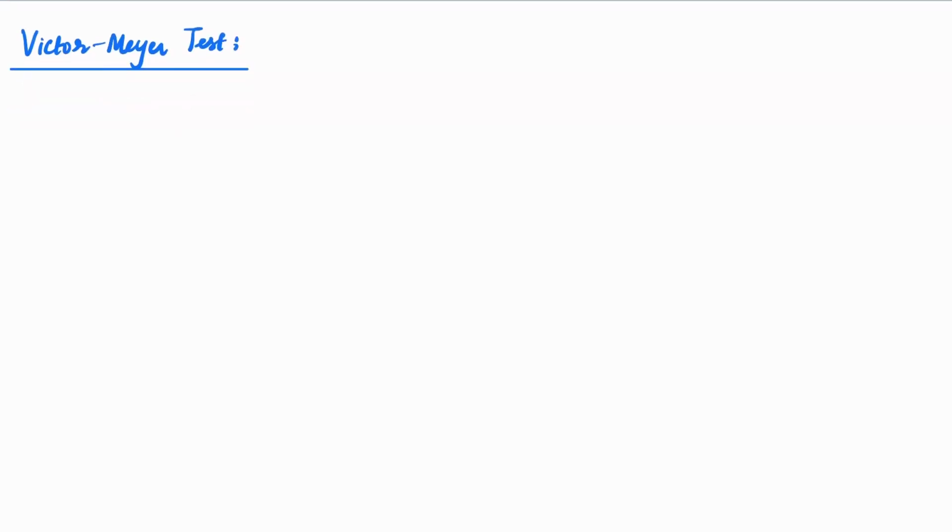The next and last lab test for identifying the type of alcohols is called the Victor Meyer test. Let me write down Victor Meyer test. The test is mainly used to distinguish 1 degree, 2 degree, and 3 degree alcohols.